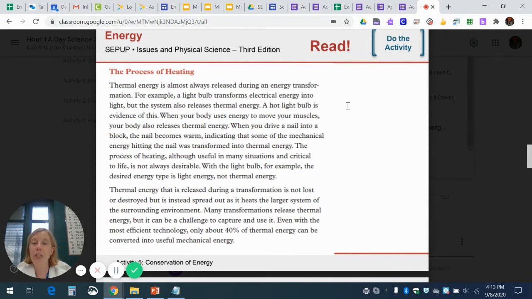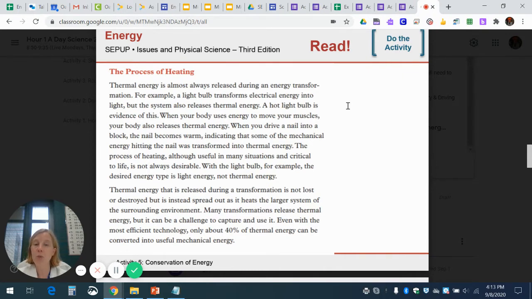The process of heating, although useful in many situations and critical to life, is not always desirable. With the light bulb, for example, the desired energy type is light energy, not thermal energy. The thermal energy that is released during a transformation is not lost or destroyed, but instead spread out as it heats the larger system of the surrounding environment.